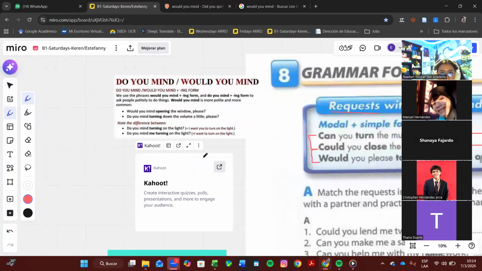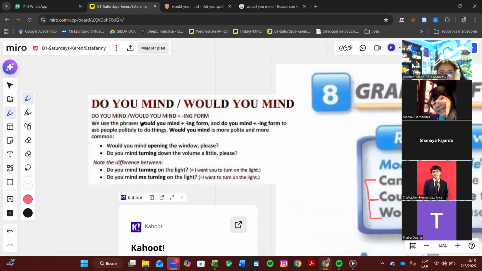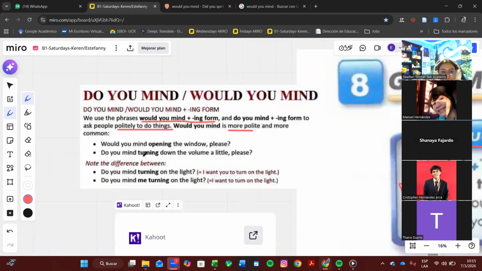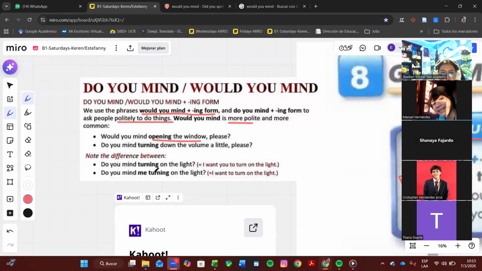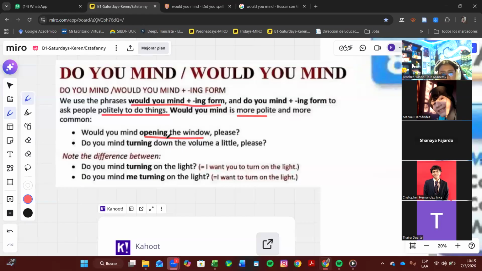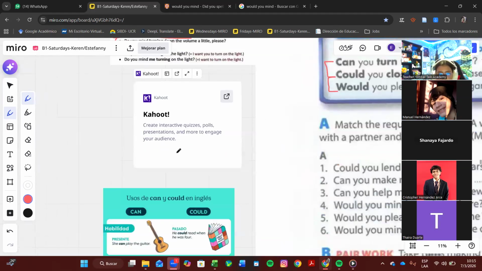Okay. So, as you can see here, we use the phrase would you mind to ask people politely to do things, right? Educadamente. So, would you mind is more polite and more common. So, would you mind opening the window, please? ¿Te importaría abrir la ventana, por favor? ¿O podrías hacerlo? Okay. So we have also do you mind, but in this case we are focusing on would. Would you mind opening the window, please?